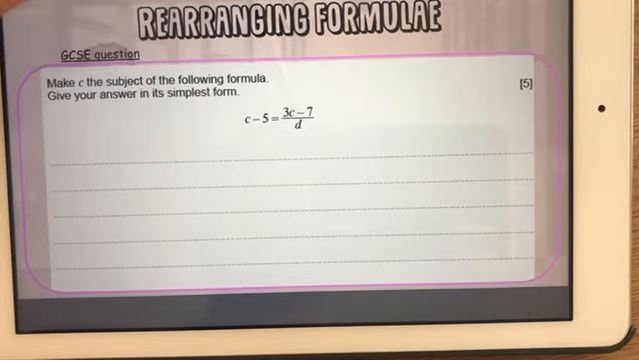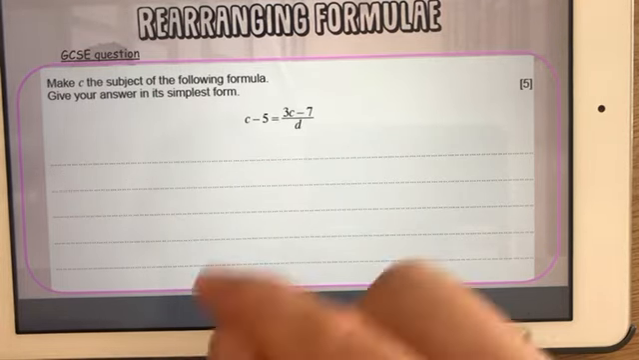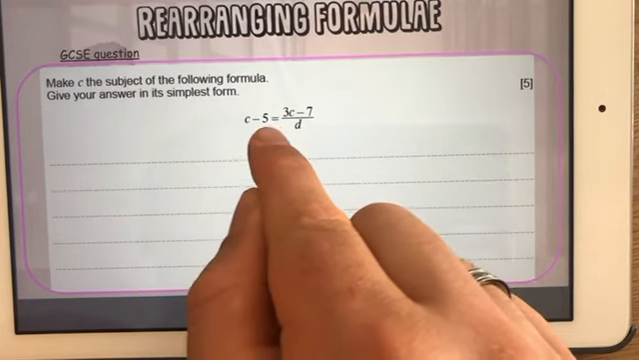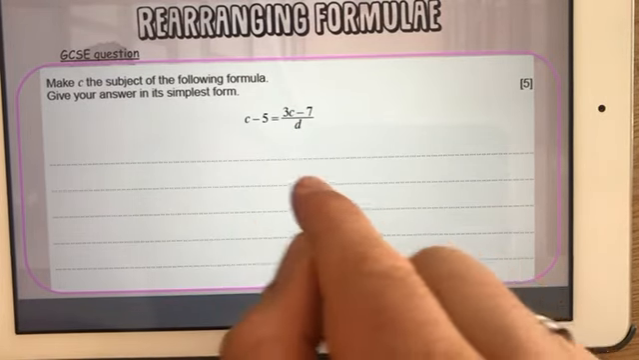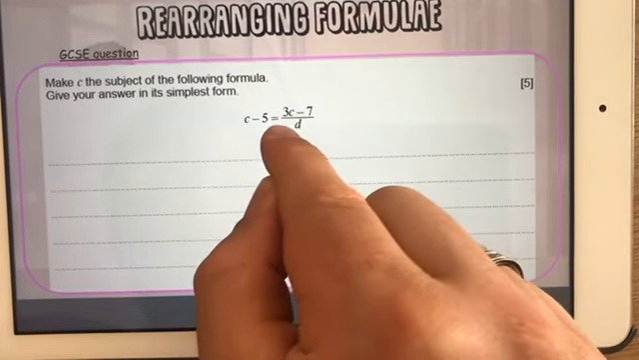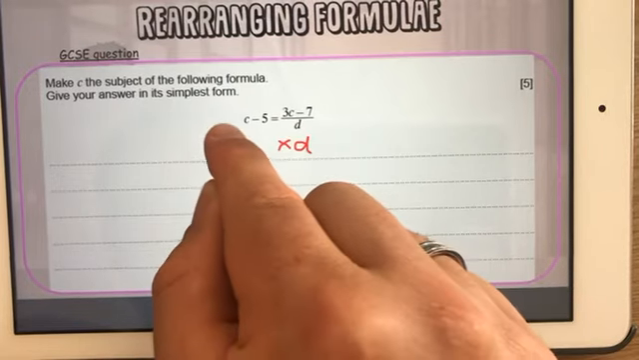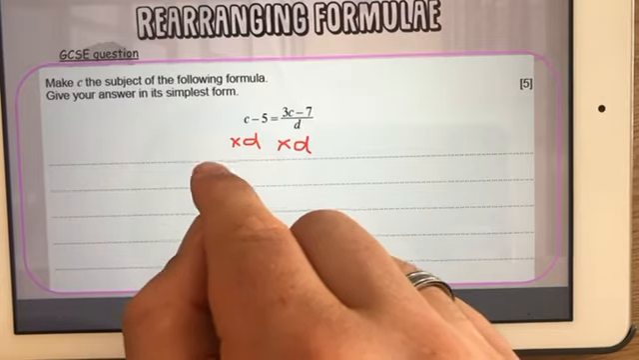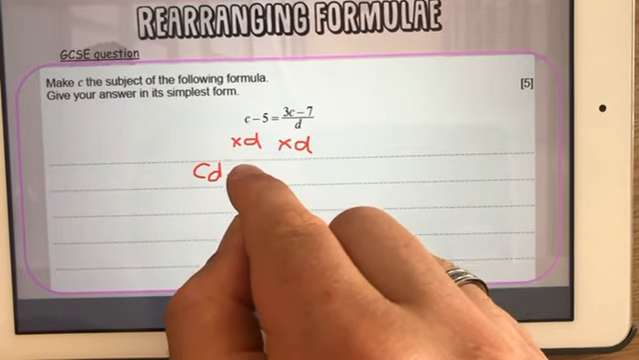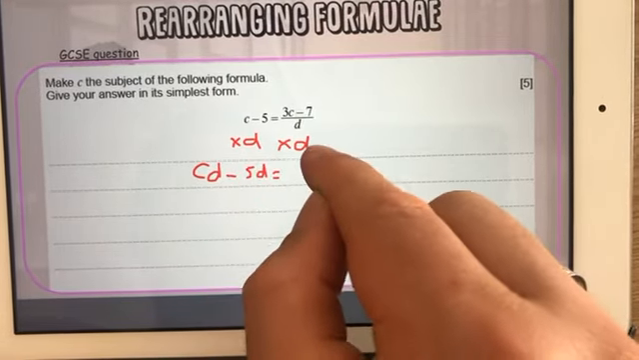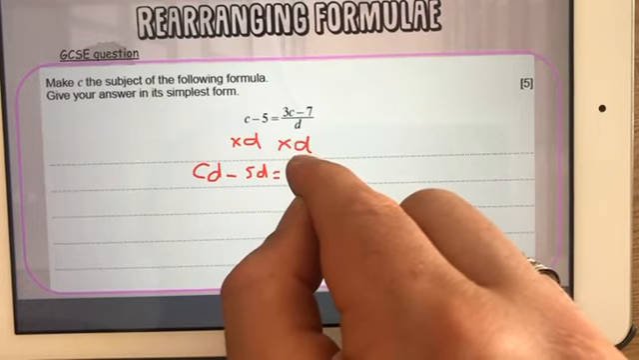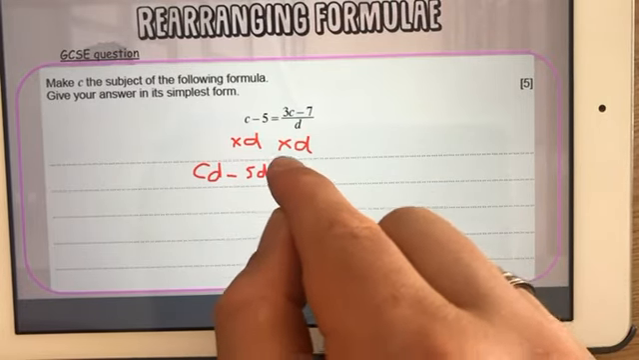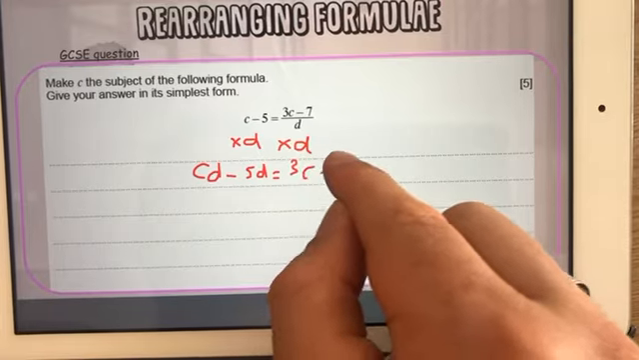Right then guys, I'm going to go through this one. Again, if you haven't finished, don't worry. C take away 5 equals (3C take away 7) all over D. So first things first, I don't want that D on the bottom, so I'm going to times both sides by D. If I times the left-hand side by D, I end up with CD take away 5D equals, on this side, if I times that by D, the D and the D just cancel out, leaving me with 3C take away 7.